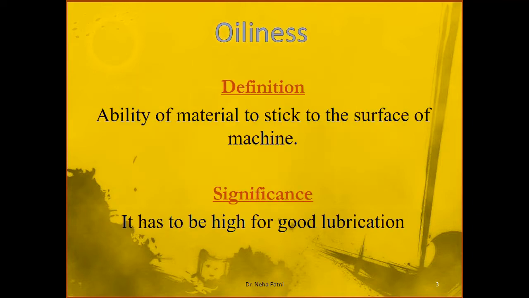Now the first property could be oiliness. Oiliness is nothing but stickiness. It's just the ability of the lubricant to stick to the surface of the machine. Obviously in the machine, if it does not remain in place, it may not serve the purpose properly. So if any lubricant is to be used in the machine, it has to have stickiness in it. So the significance is that it has to be high for a good lubricant.